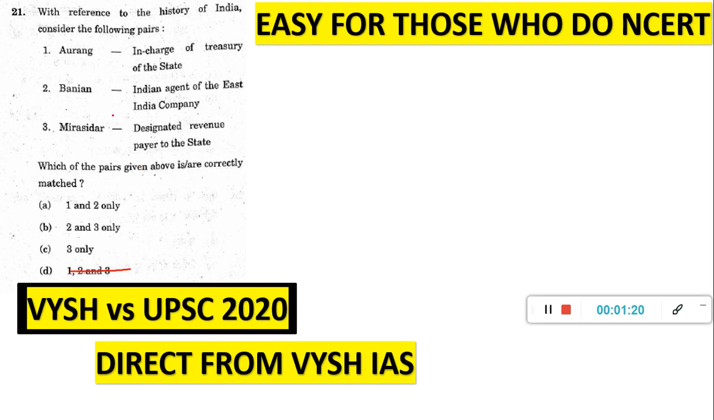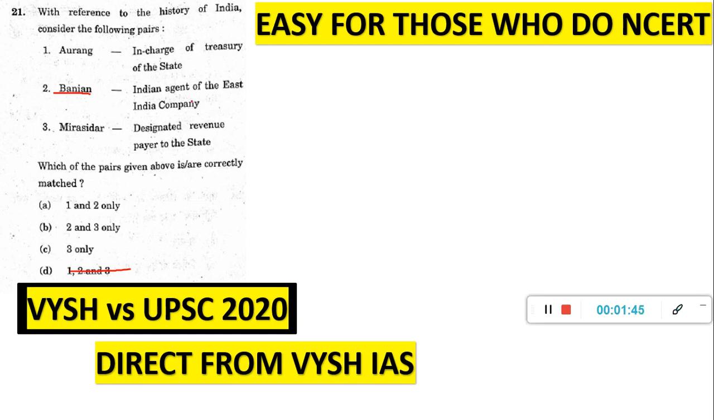Now if you see this, without knowing the facts, you cannot solve it. This Mirasidar, this Banyan, and this Aurang are not usual words; they are medieval history kind of words. So you have to have read the textbook at least once. Only one thing you can guess: Bania, like the trader, merchant. It's a Hindi kind of word also. So Gujarati Bania Vital, Gujarati trader Vital. That is one word you can guess from this, if you know Hindi.